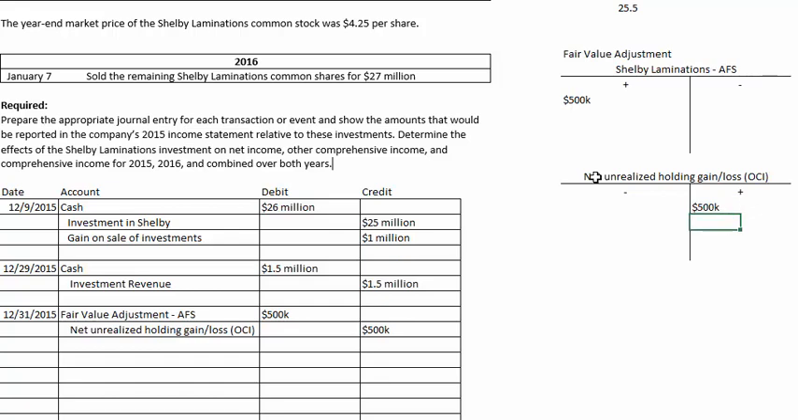And the idea is to bypass the income statement, not to confuse the current income with these fluctuations in the market value for securities that we own. And so this $500,000 is a benefit to the shareholders, and we're showing that it's a benefit by an increase in equity, this unrealized holding gain in other comprehensive income. So that's the entry at the end of the year to record the adjustment for the market value, given that the stock is available for sale securities.